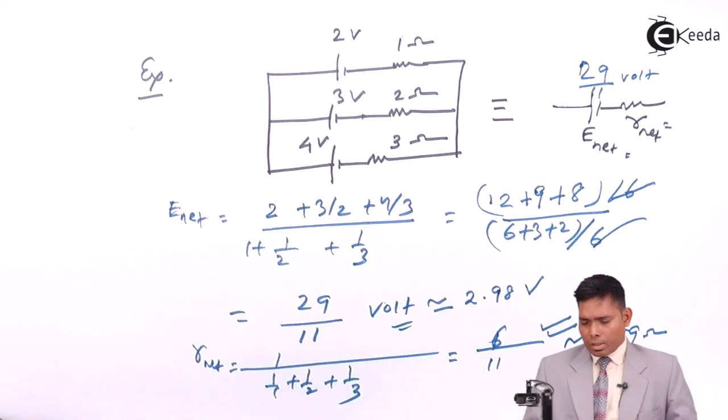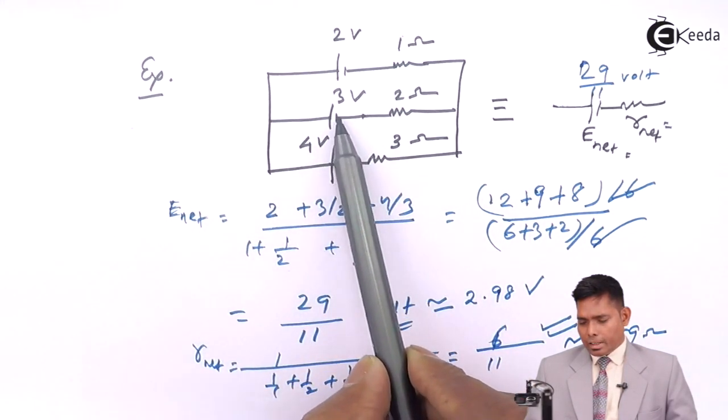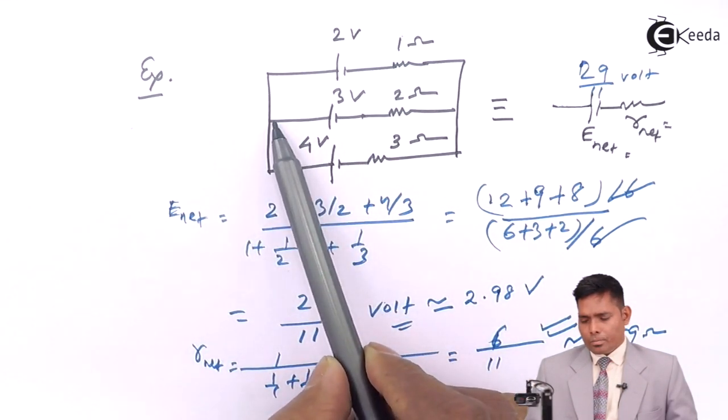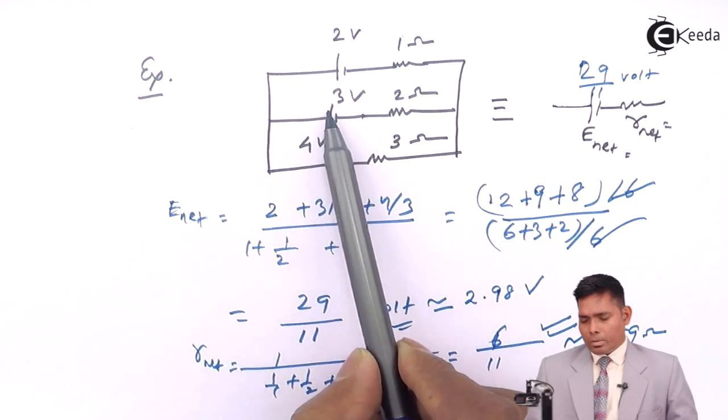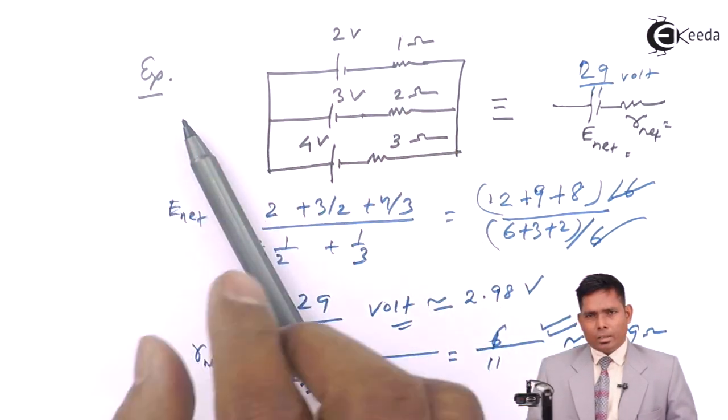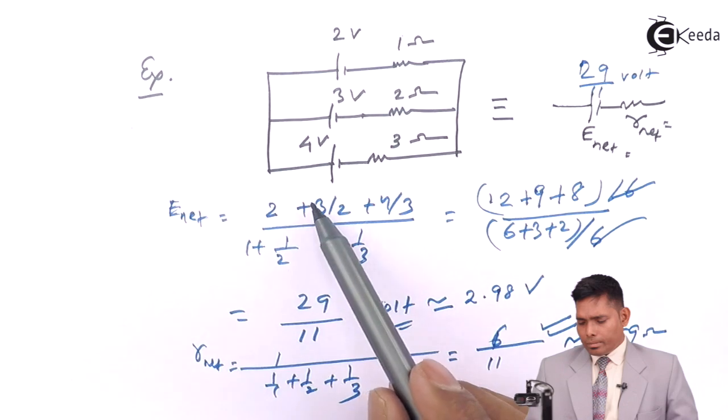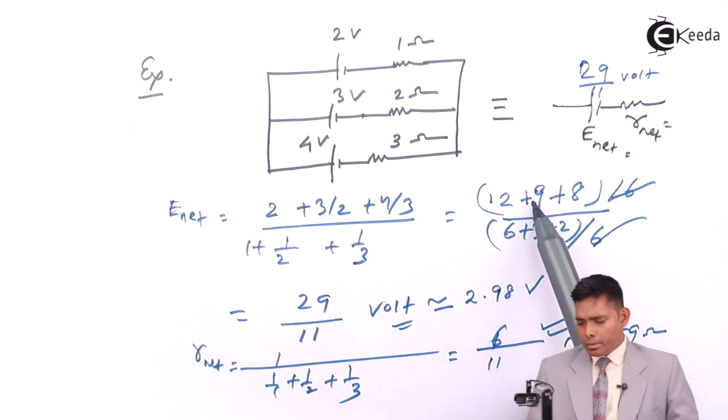And if this is wrongly connected, if the negative end of this battery is connected to this side and the positive terminal connected to this side, that means you just change the battery. Then this will be negative. This will be negative. Then whatever is the answer.